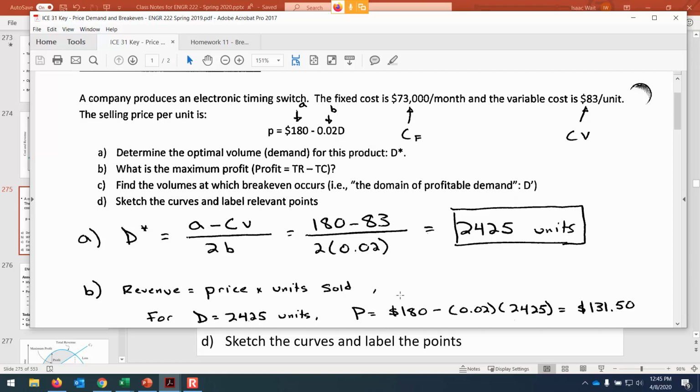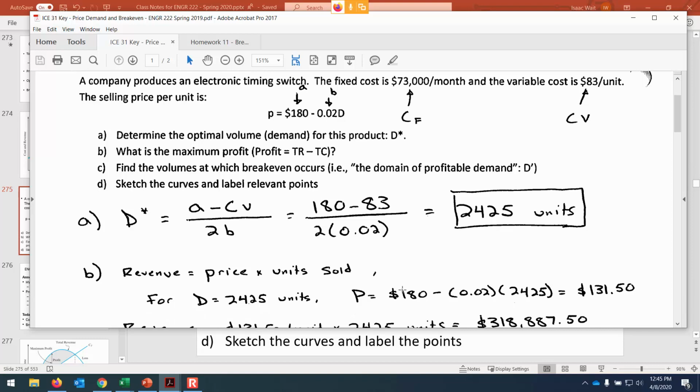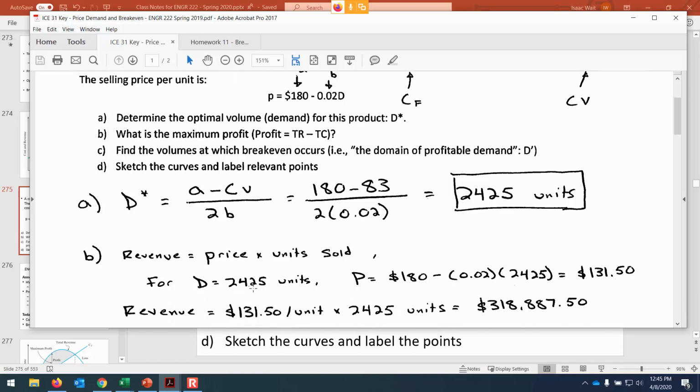So we should charge $131.50. If that is our demand amount and that is the price, then the company's revenue will be $318,887.50. That's revenue. And then the formula that's up above says that profit is revenue minus cost.